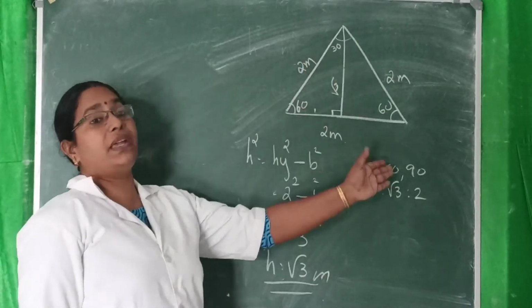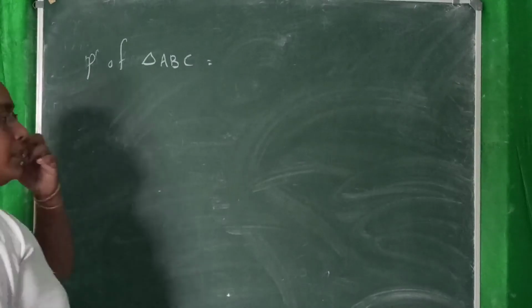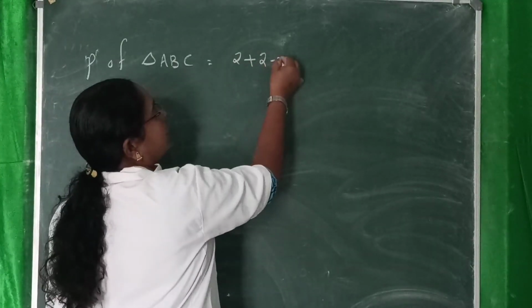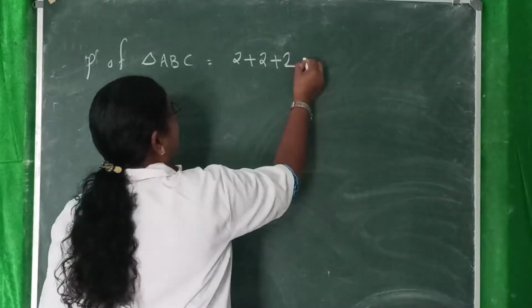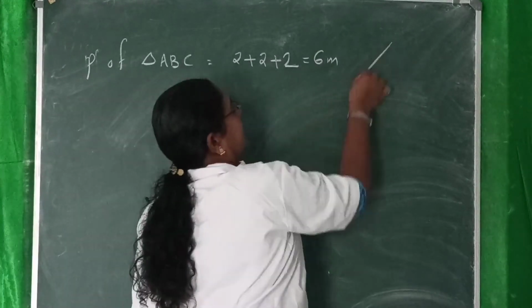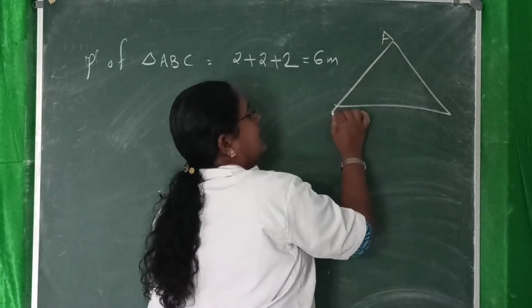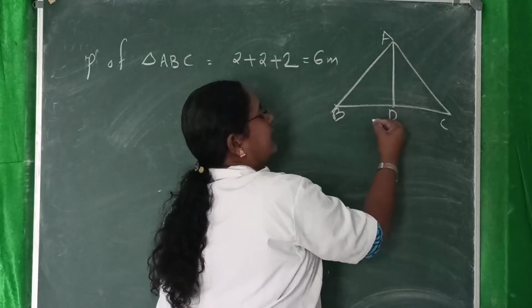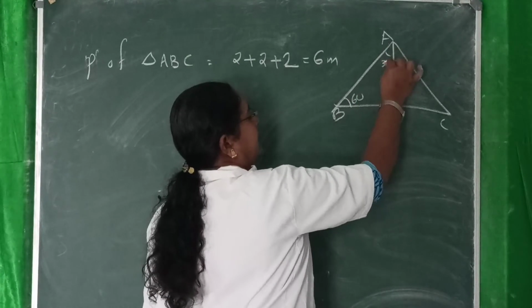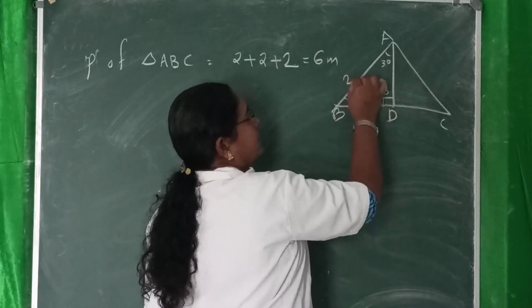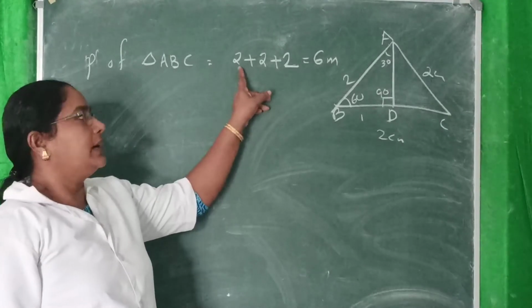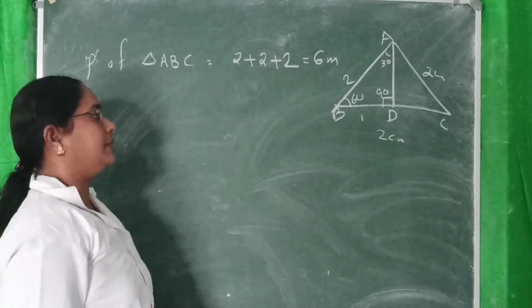Then first find the perimeter of the whole triangle. The perimeter of triangle ABC is the sum of 3 sides: 2 plus 2 plus 2, which is equal to 6 meter. Now for the part of the triangle, the angles are 60 degree, 30 degree, 90 degree, with sides 1 and 2. The perimeter of the whole triangle is 2 plus 2 plus 2, 6 meter.